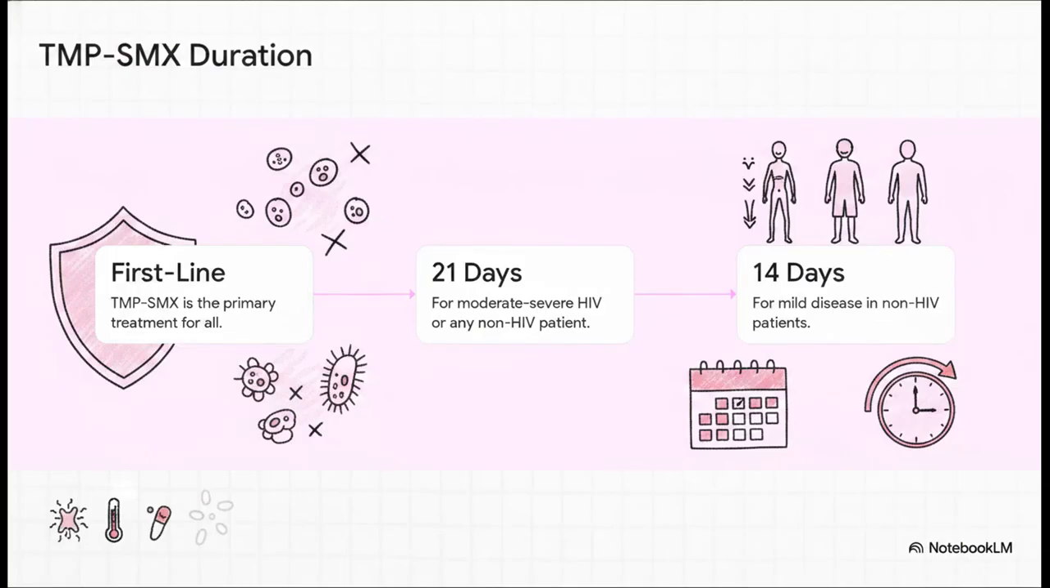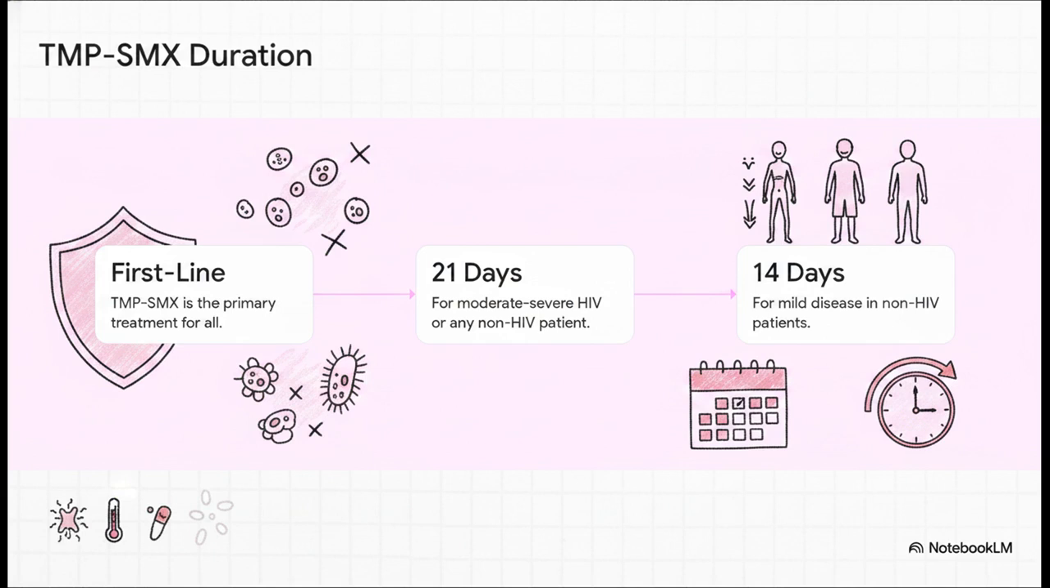So it's not enough to just diagnose PCP, right? You have to treat it without causing lethal side effects. Your absolute first-line defense across the board is TMP-SMX. It works by inhibiting the folate metabolism of the fungus, but you've got to pay extremely close attention to the patient type to nail the correct treatment duration.